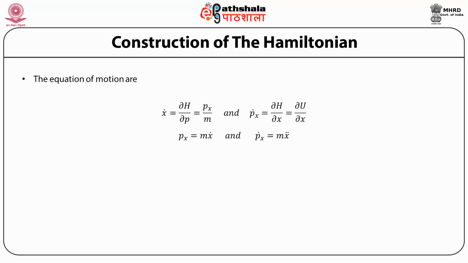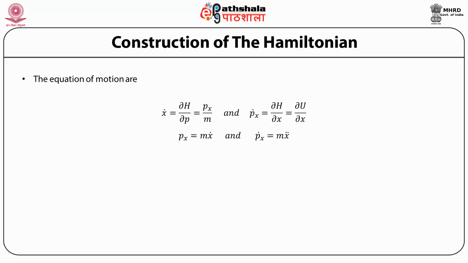Now, the Hamiltonian equations of motion are given by dH by dx equal to minus px dot. If you look at the expression for H, it is only the potential energy that depends on the coordinates. So px dot is equal to minus the partial derivative of U with respect to x, and x dot, which is defined as the partial derivative of H with respect to px, is equal to px by m.